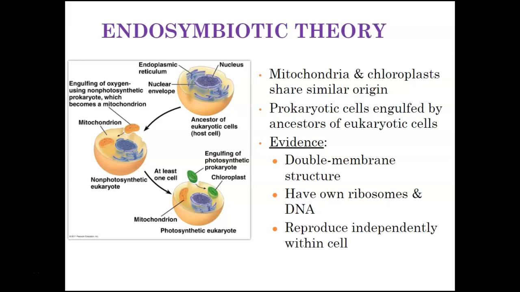Even furthermore, in order to reproduce a mitochondria or a chloroplast, it is not necessary to reproduce the entire cell. So you have these organelles that have a double membrane, much like a normal cell has a double membrane. It has its own ribosomes and even its own genetic material, and it's capable of reproducing independently from normal cellular division.